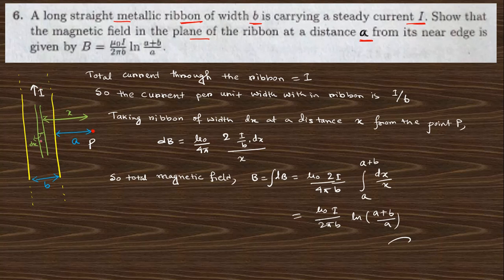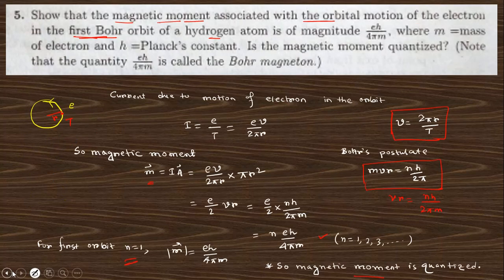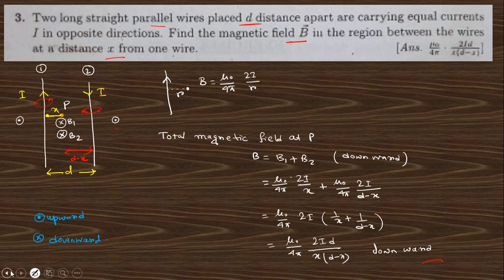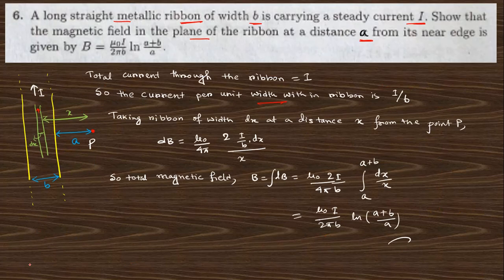So the current for dx will be I by b for unit width. So for dx the current will be I by b into dx. So from the Biot-Savart law, the magnetic field will be mu 0 by 4 pi, and this will be 2I by x. This is like a conducting wire, and for a conducting wire we already found this expression. So using this expression we write down mu 0 by 2 pi, this is the current and this is the distance.